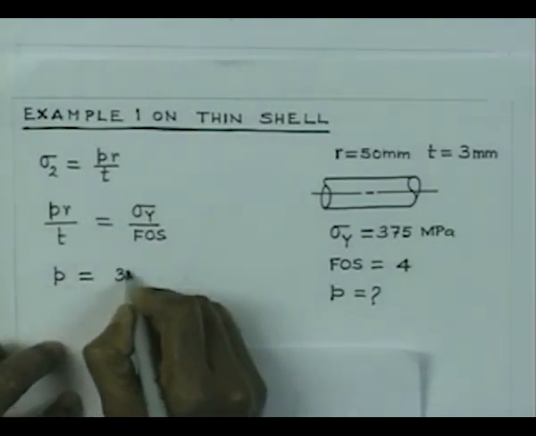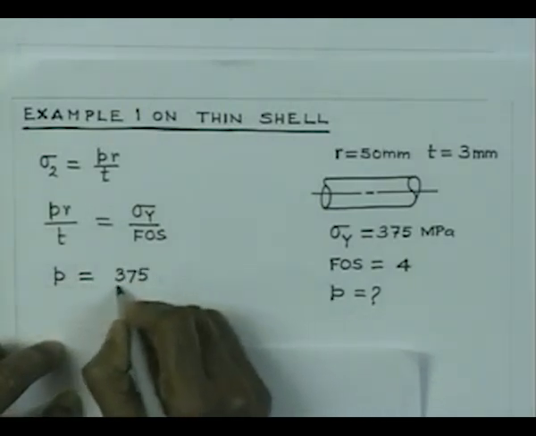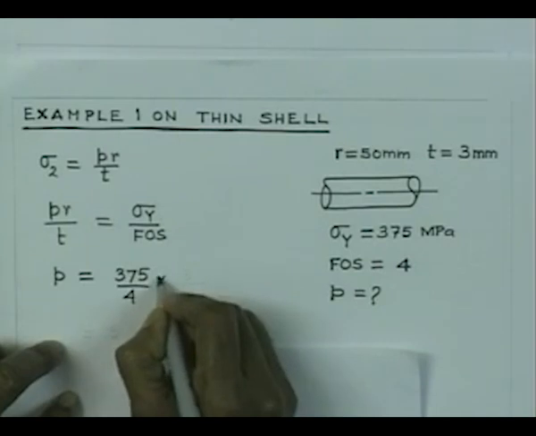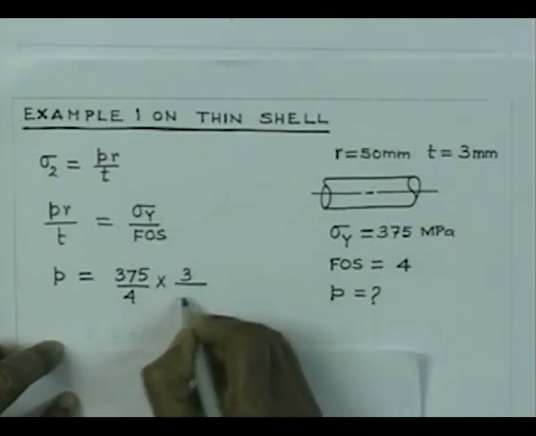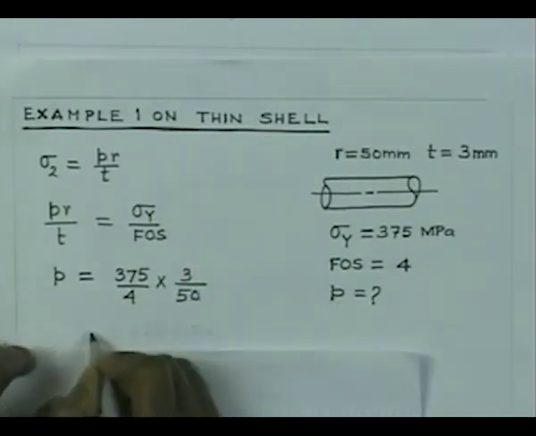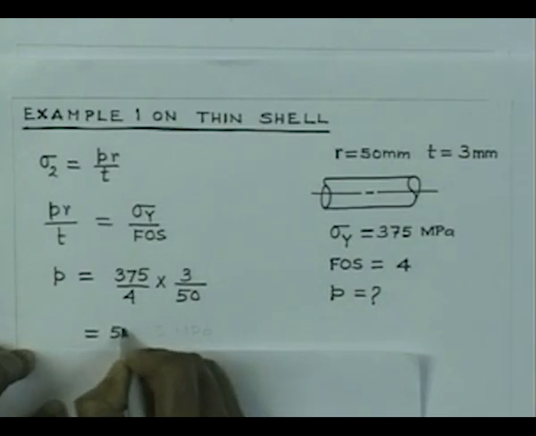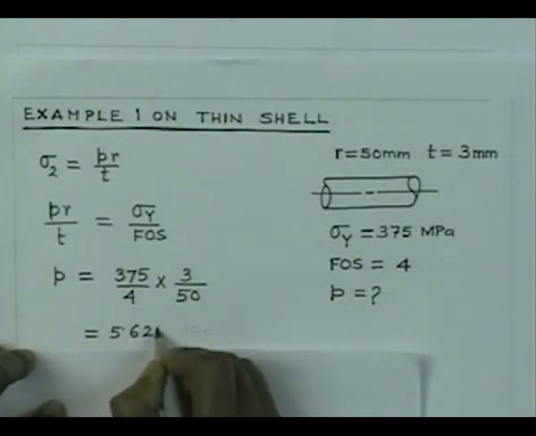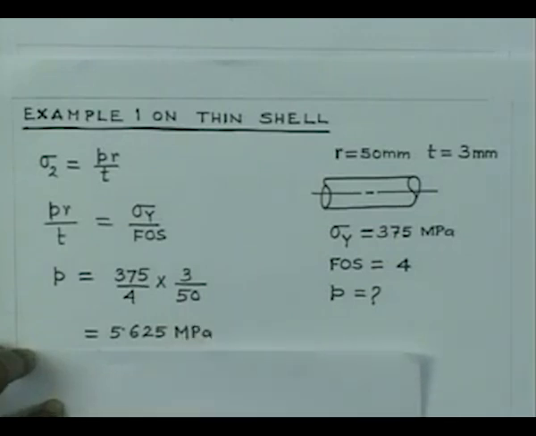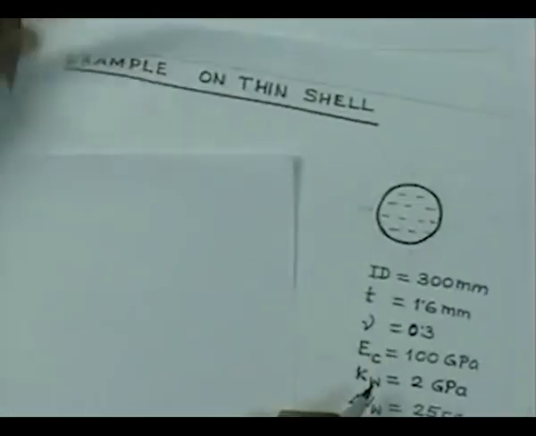P, so that gives you now 5.625 MPa. Let us consider another example on a thin spherical shell.